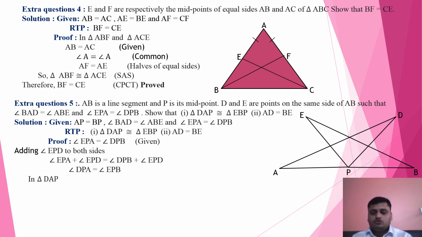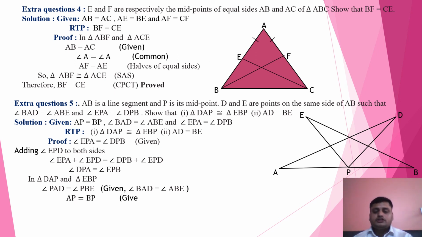Now let's take those two triangles. Which two triangles? That is triangle DAP and triangle EBP, which we need to prove congruent. So first of all, it is clearly given angle PAD is equal to angle PBE. We will write the reason given, because angle BAD is equal to angle ABE. Next one, AP is equal to BP because it is the midpoint, so we can write given or midpoint. And then we can write angle DPA is equal to angle EPB, which is proved above.